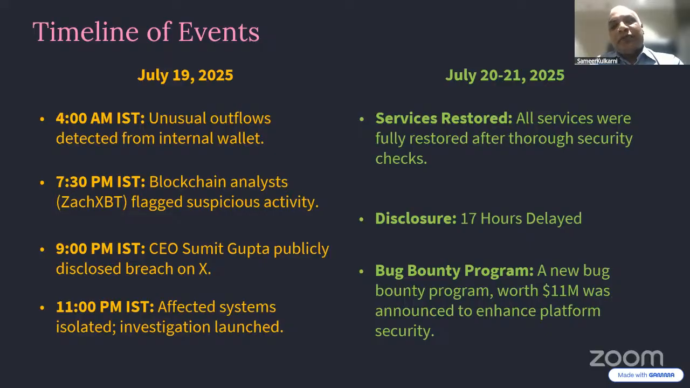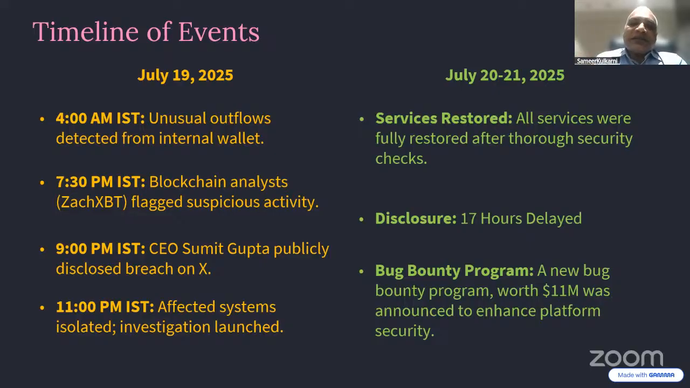However, there is a big problem. The disclosure was done after 17 hours. The breach happened at 4 a.m. and the disclosure was done at 9 p.m. Indian Standard Time. After this disclosure was done, realizing what exactly had happened and how to plug all the vulnerabilities, a bug bounty program was launched by CoinDCX, right? It was worth a whopping almost $11 million. This was announced to enhance the platform security.